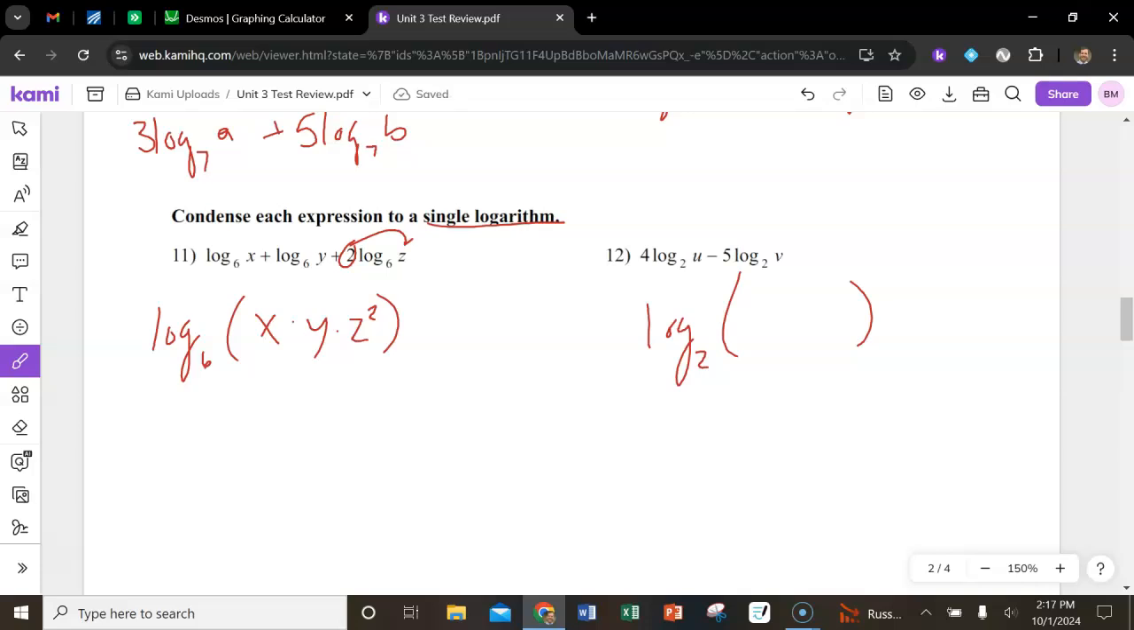And then on this one, we bring the 4 up, we bring the 5 up, so we have u to the 4th divided by, subtraction, v to the 5th. That's all we need to do on those.